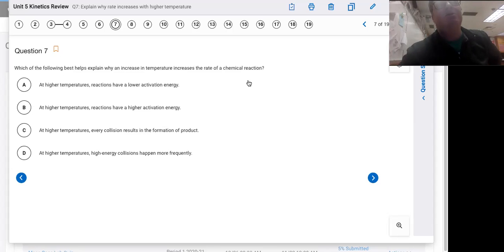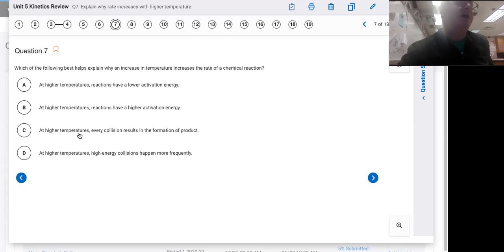So if we increase temperature, we know that's going to increase collisions. We also know that a higher percentage of the overall particles is going to have the activation energy. Increasing the temperature itself does nothing to the activation energy. It just makes sure that more of the particles will have that activation energy.